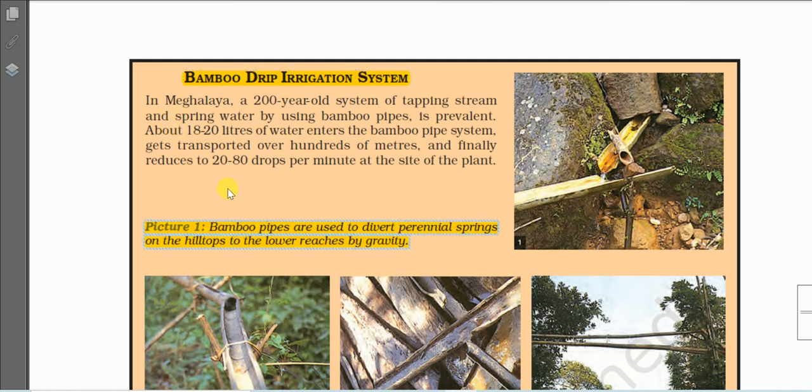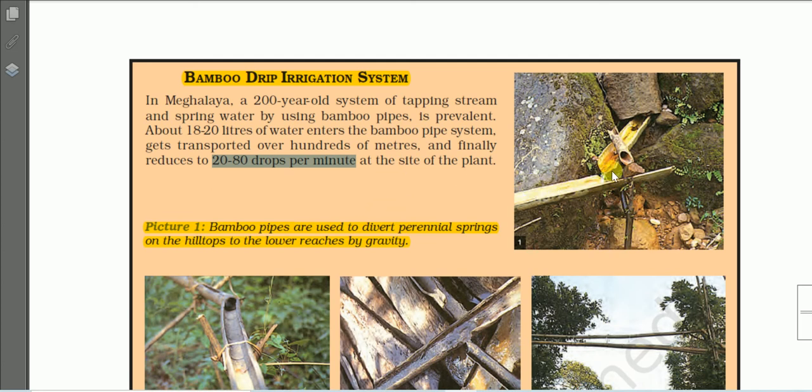Bamboo pipes are used to divert perennial springs on the hilltops to the lower reaches by gravity. See, in Meghalaya, a 200-year-old system of tapping stream and spring water by using bamboo pipes is prevalent. About 18 to 20 liters of water enters the bamboo pipe system and gets transported over 100 meters. And finally, when it reaches its destination, it reduces to 20 to 80 drops per minute at the site of the plant, at the site of the field.